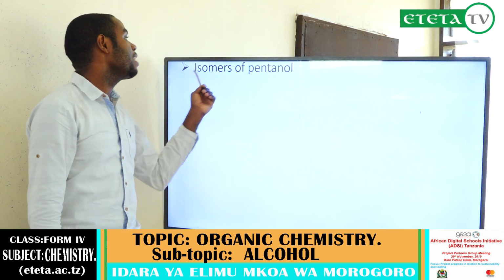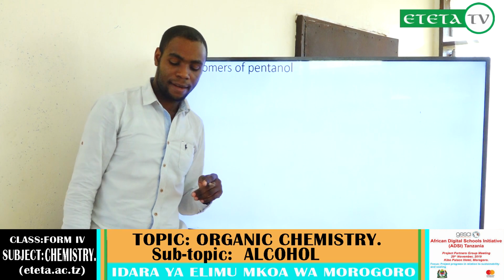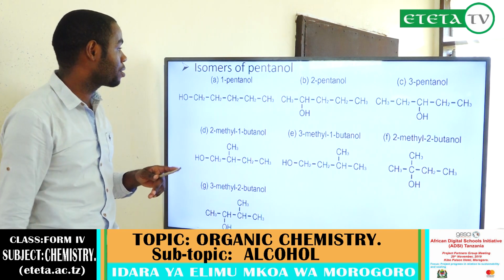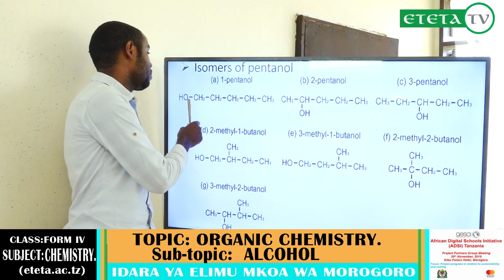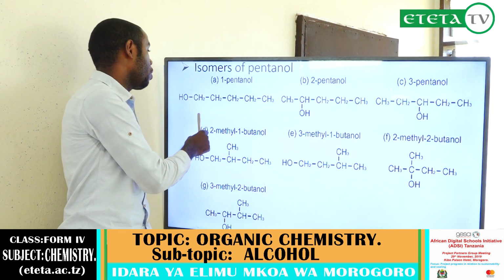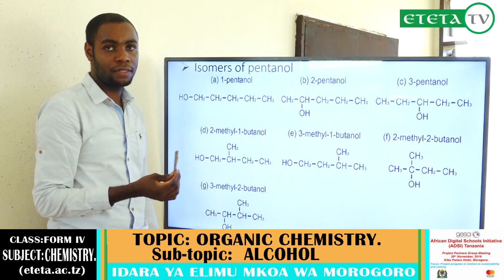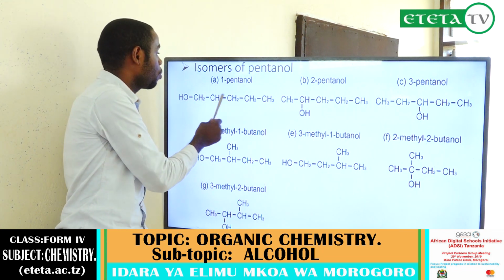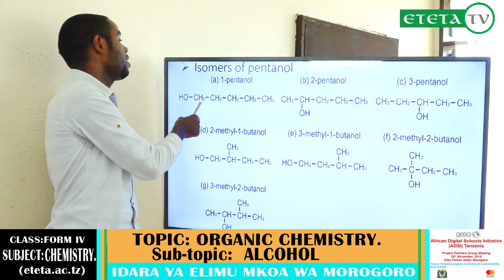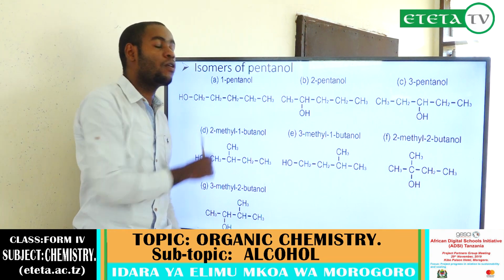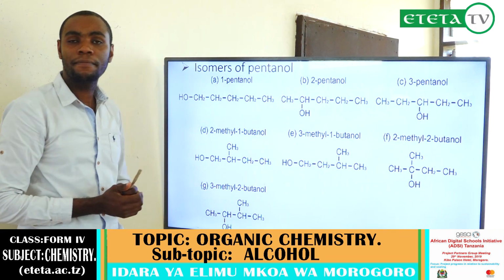Another example is the isomers of pentanol. What are those? The first one is this one. It is 1-pentanol or pentan-1-ol. All are the names. Pentan-1-ol. 1, 2, 3, 4, 5. OH is on the first carbon, so it is pentan-1-ol. This is the first isomer.